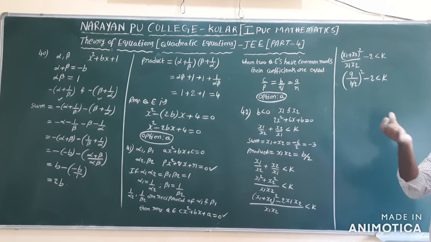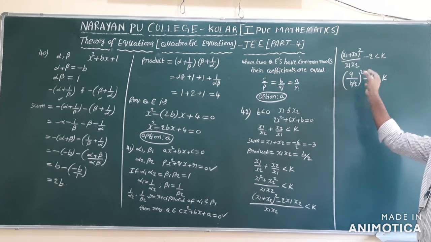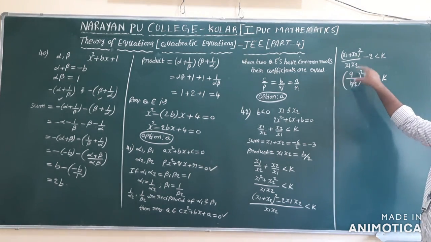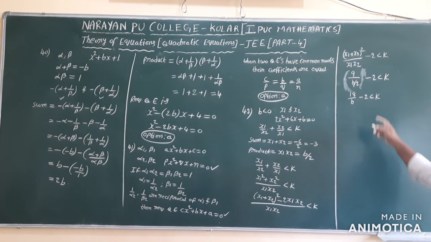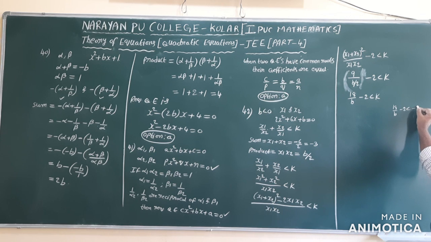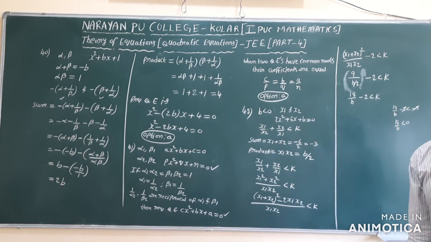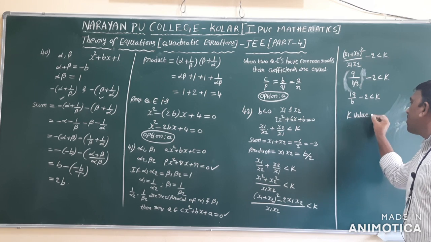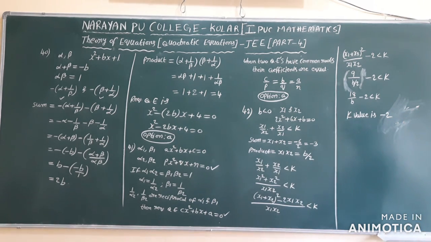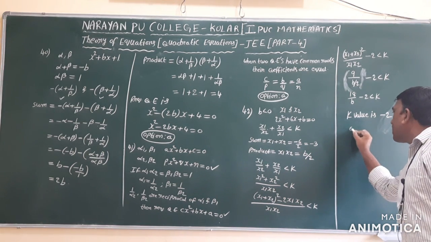If you want to get the least value, don't think about this. When it will be possible, it will be 0, the k value will become the least value. So whenever k value is minus 2, then only this value will become positive. So if you take suppose k value is minus 2, for example 18 by b, minus 2 is less than minus 2, minus 2 cancel, 18 by b is less than 0, so this will be positive we will get. That's what k value is minus 2. So verify the options. So option B is correct one.